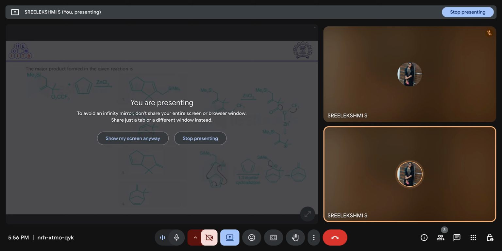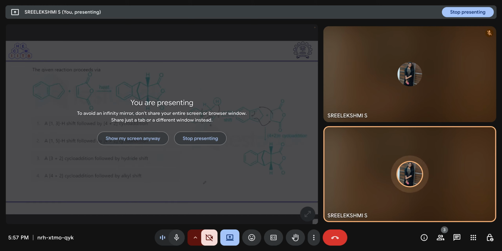Now, the next question. The given reaction proceeds via. So, here, these two compounds we are treating with heating conditions. This is forming. So, which is the reaction happening here? A 1,3 hydrogen shift followed by 4 plus 2 cycloaddition, 1,5 hydrogen shift followed by 4 plus 2 cycloaddition, 3 plus 2 cycloaddition followed by hydride shift, 4 plus 2 cycloaddition followed by alkyl shift.